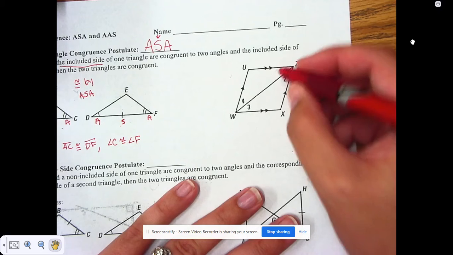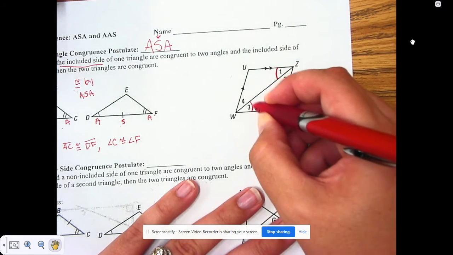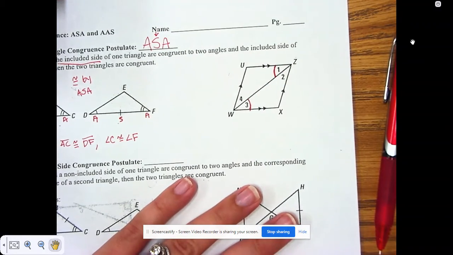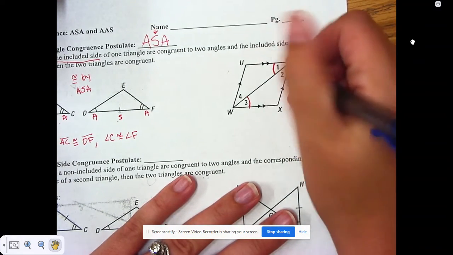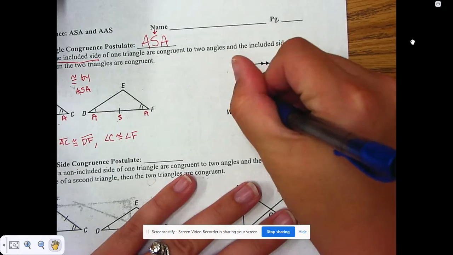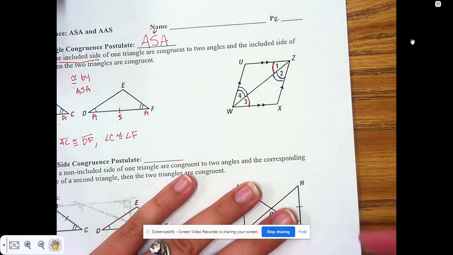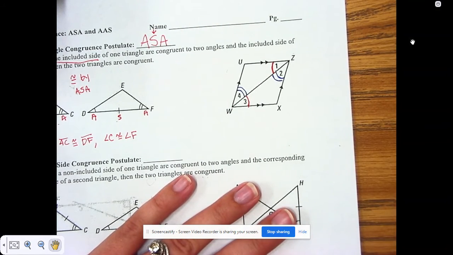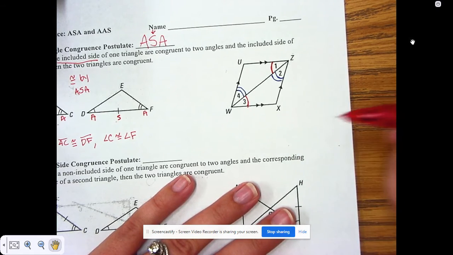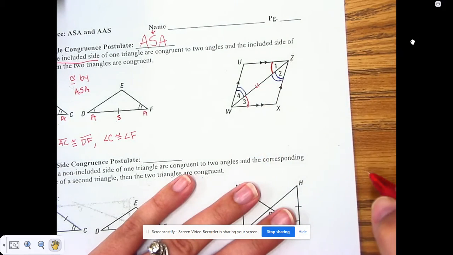So to my picture, I can add that angle 1 is exactly the same as angle 3. They're alternate interior. And I can add that angle 2 is congruent to angle 4. I can add that to my picture because I can prove it. They are alternate interior angles. The other part of this that I can add is that they have a shared side. So this right here in the middle, WZ, they share that.